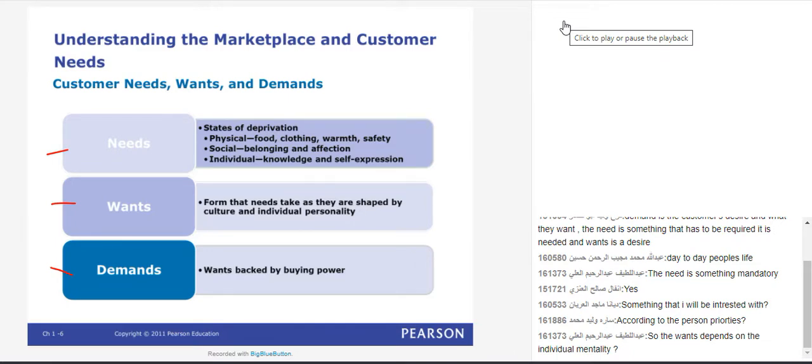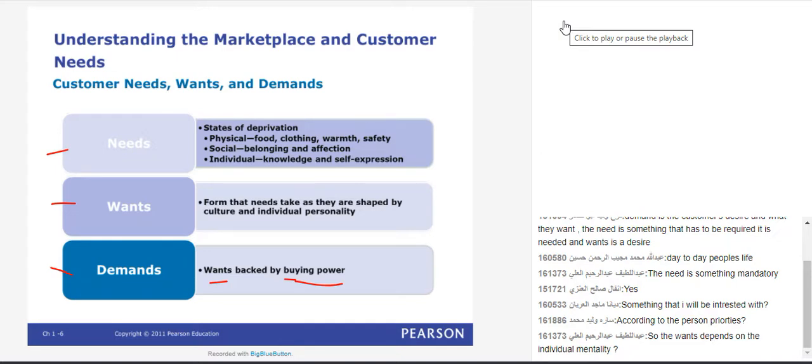Then moving to the third concept. So what is demand? Demand is the want backed by purchasing power. That means that if you have the want, that's okay. If you can't buy it, there is no demand, which we call in Arabic al-talab. So yes, you want to buy, but you don't have the buying power, so you cannot create demand. So demand, as the definition here, is wants backed by buying power.